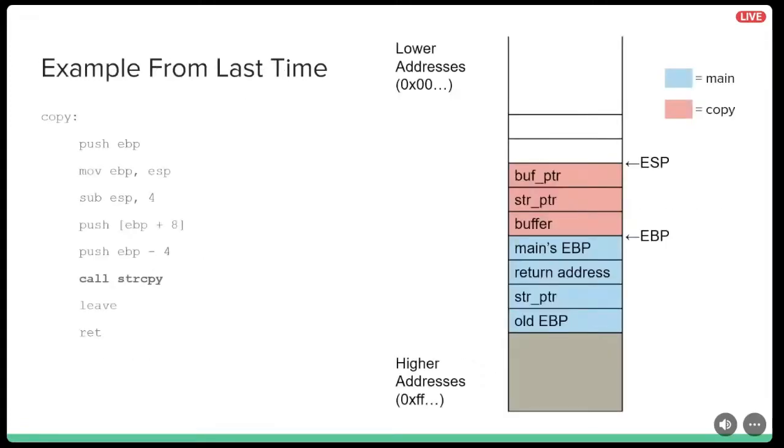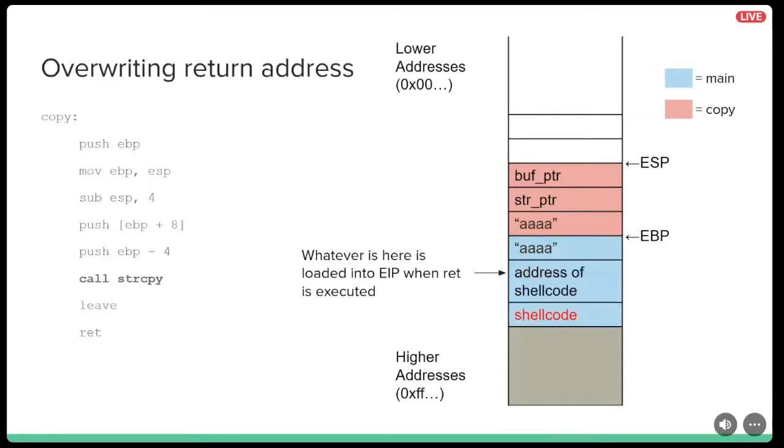So if you remember from last time, we had this example where we were copying stuff into the buffer. Your return address got overwritten by the last bit of what's in the buffer, and so whatever is there will be loaded into EIP whenever that ret instruction is called.